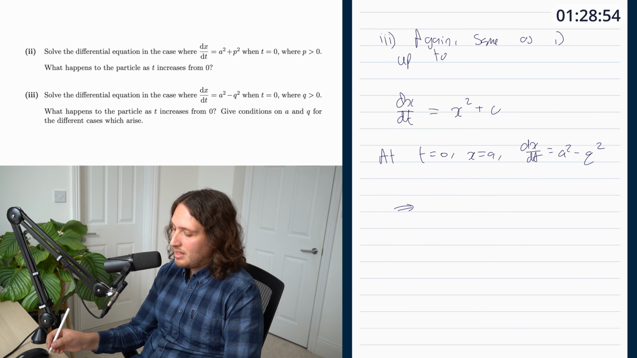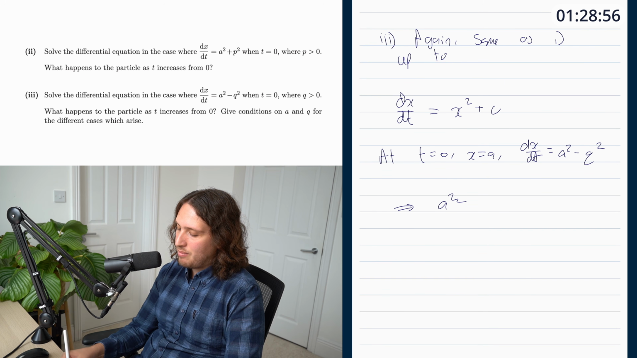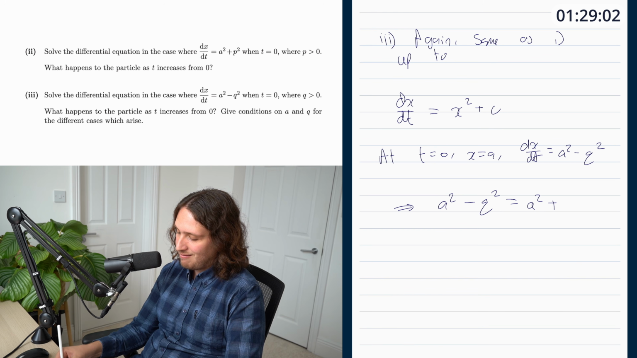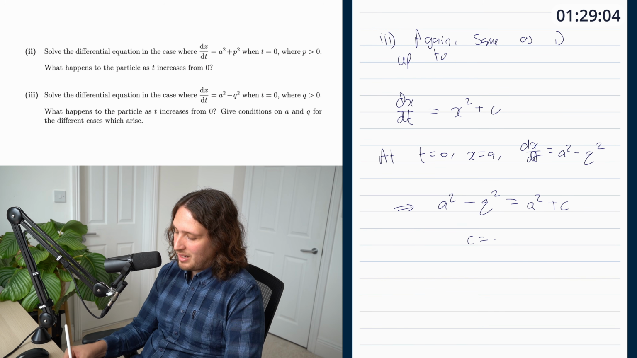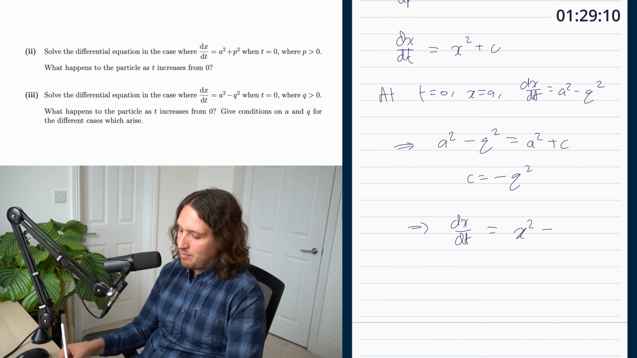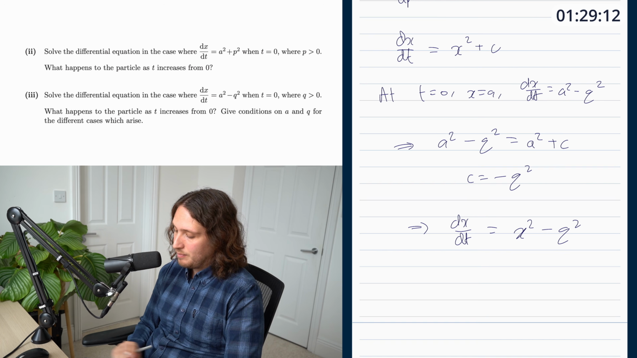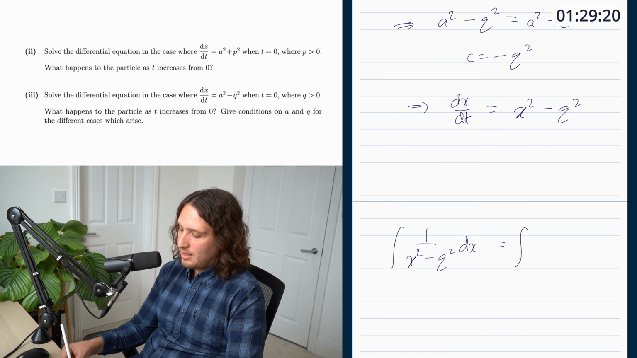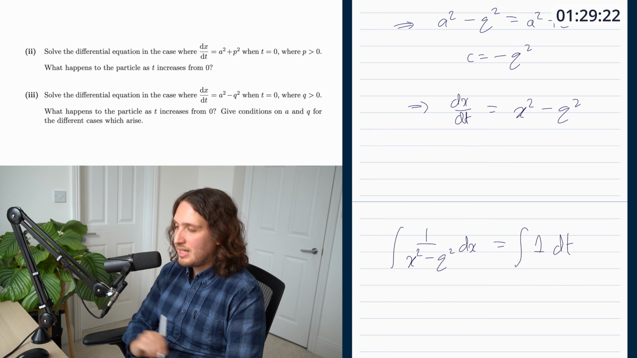So that means that a squared minus q... Oh, I see where this is going. We're going to get the same thing, but a minus on the denominator. Okay, c is minus q squared. So that means that dx by dt is x squared minus q squared. So the integral of 1 over x squared minus q squared dx is the integral of 1 dt.